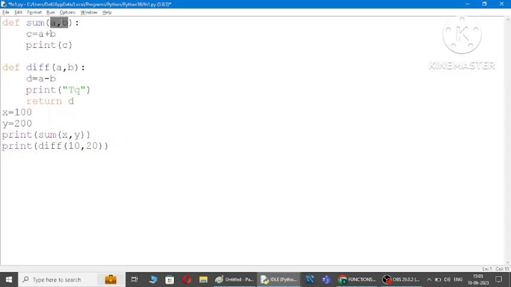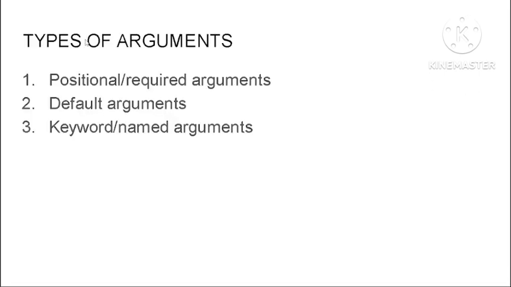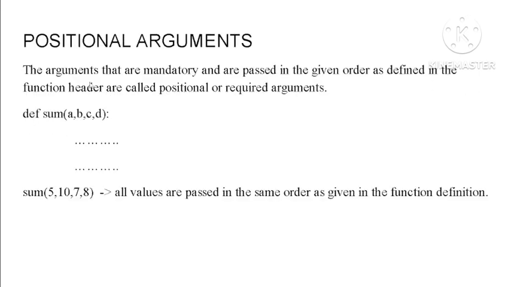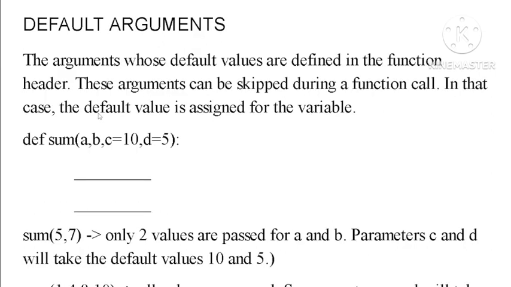Positional arguments are the arguments which must be passed while calling the function. Right? The arguments that are mandatory and are passed in the given order. You have to give them in the correct order. A, B, C, D: the respective values should be given in the same order. These are called positional or required arguments. So when it comes to def sum of A, B, C, D, you have to give 4 values. You cannot skip any one of these. Why? Because they are compulsory or positional arguments, otherwise called required arguments.